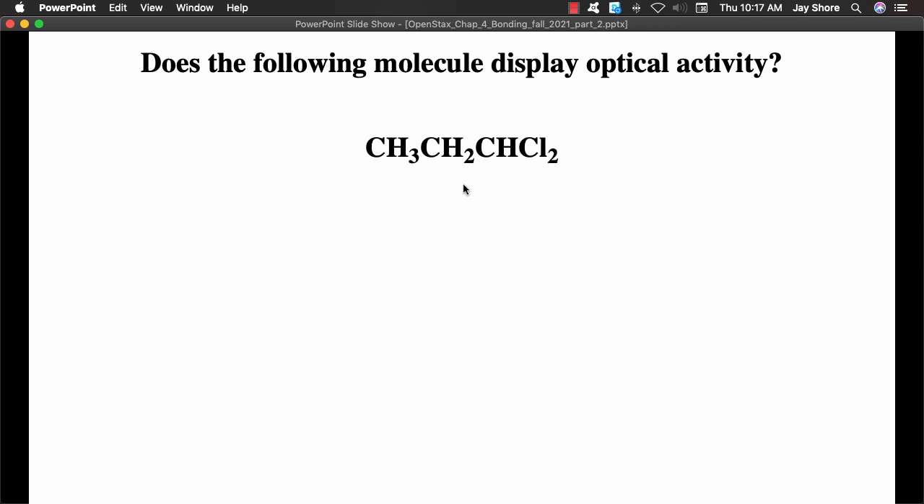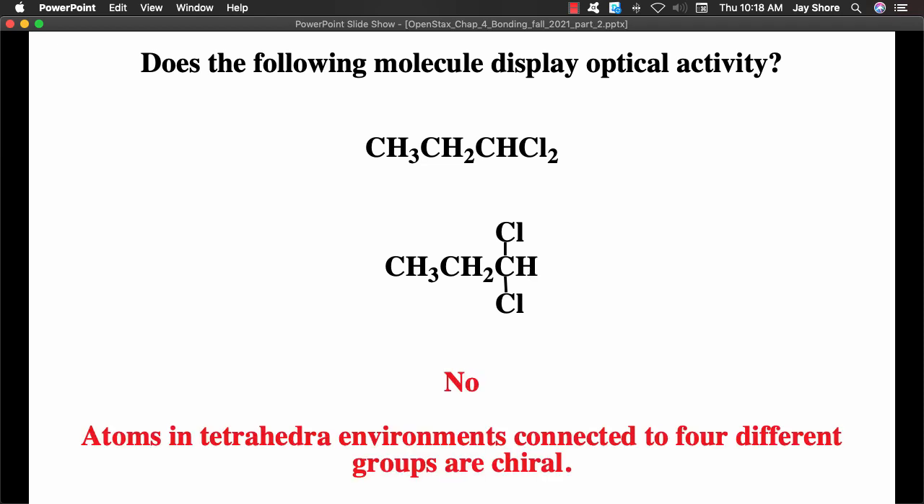We asked about this one as well. So we draw it out, what it looks like. And we notice that none of the carbons is attached to 4 different groups. And so that will not be optically active. It is not chiral.